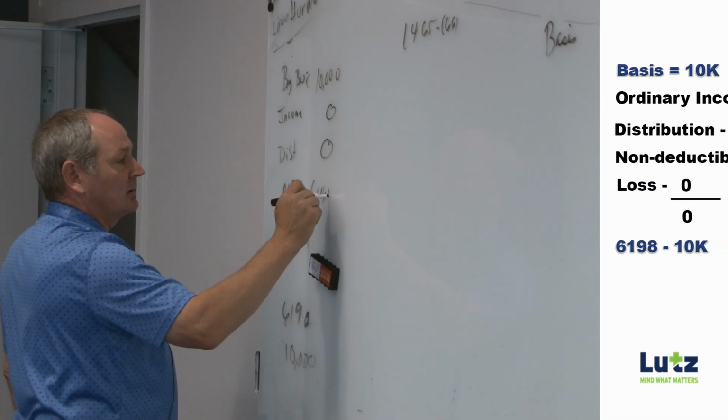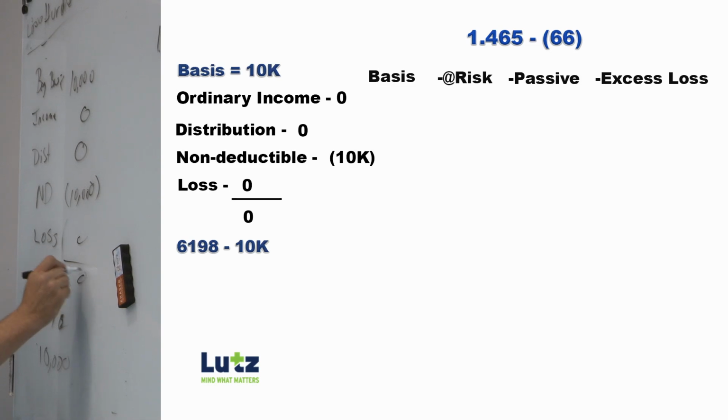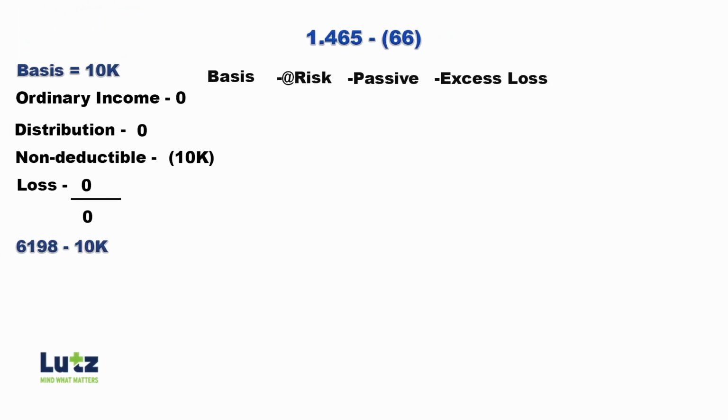Oops. We had non-deductible at 10, 0, and we have 0 ending basis. We have the loss hung up on the 6198.